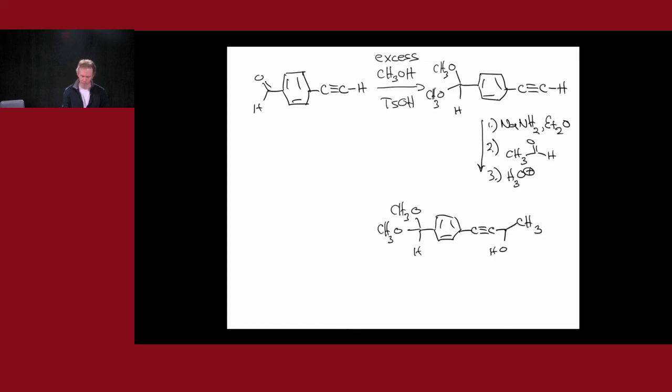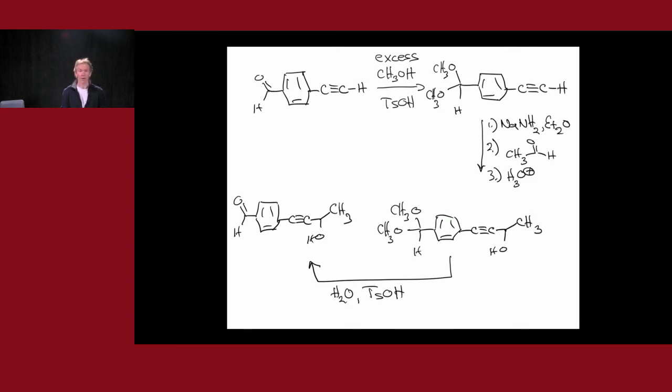in order to get us closer to the final product. Now we run the acetal formation in reverse. I take this structure, treat it with excess water. Again, we'll use tosic acid. And we can get the aldehyde back, while still having the secondary alcohol that was required by the problem. So we've made our target molecule.